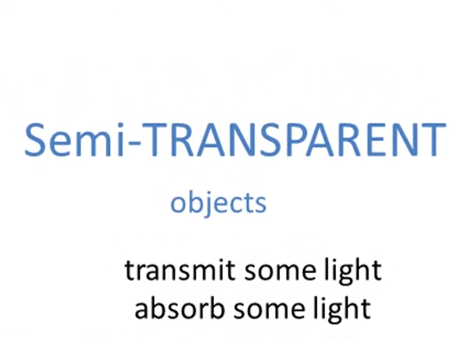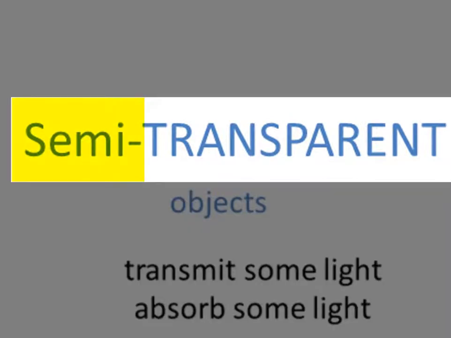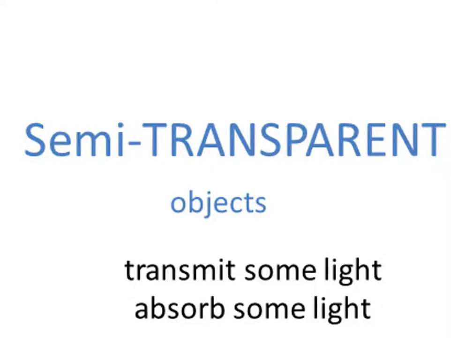Now you can also get semi-transparent. The word semi means partially, and semi-transparent objects transmit some light. They let some light through, and they absorb other light. They block other light. They stop some light from going through.